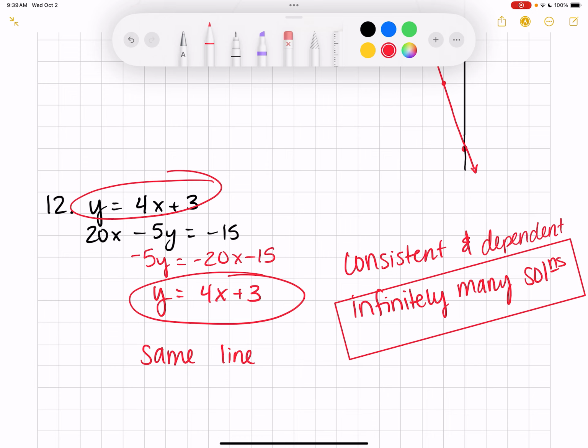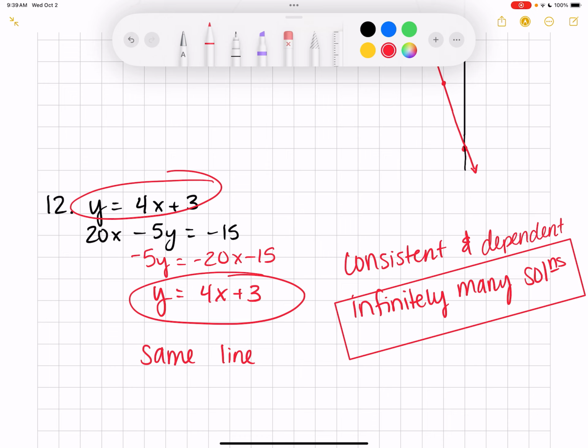If it asks you to say whether it's consistent and dependent, consistent and independent, or inconsistent, you need to write that as well as this, okay? Infinitely many solutions. If there's no solution, you have to write that or you do not get all the points. Every year I take points off because people don't write that part. They'll show me that it's the same line. They might even note that it's the same line, but they don't put all the pieces to make it right.